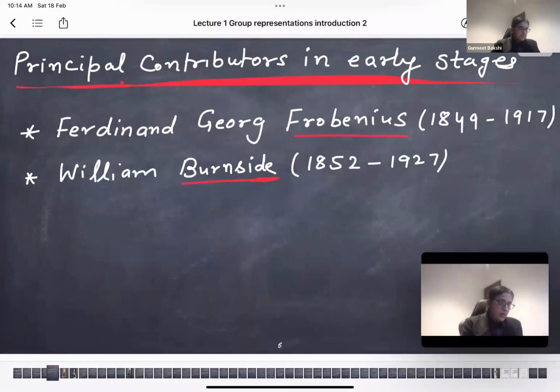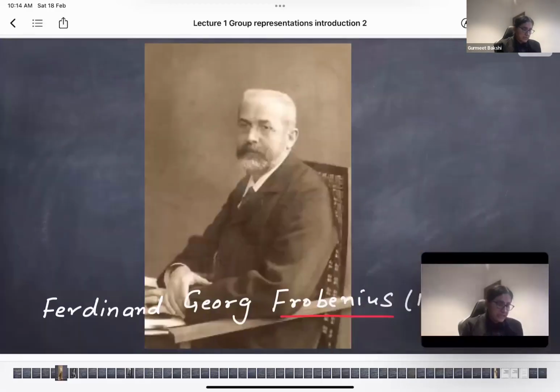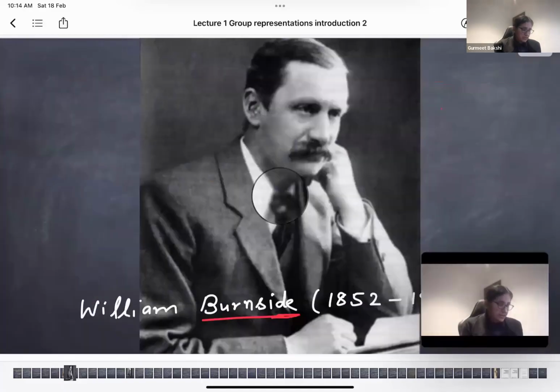So who are the principal contributors in the early stages? The theory was initiated by Frobenius and Burnside, and then many other people joined, and this development was done in the late 19th century. So what made Frobenius and Burnside develop this subject? I will just tell you that story. So this is Frobenius, late 19th century, and this is Burnside.